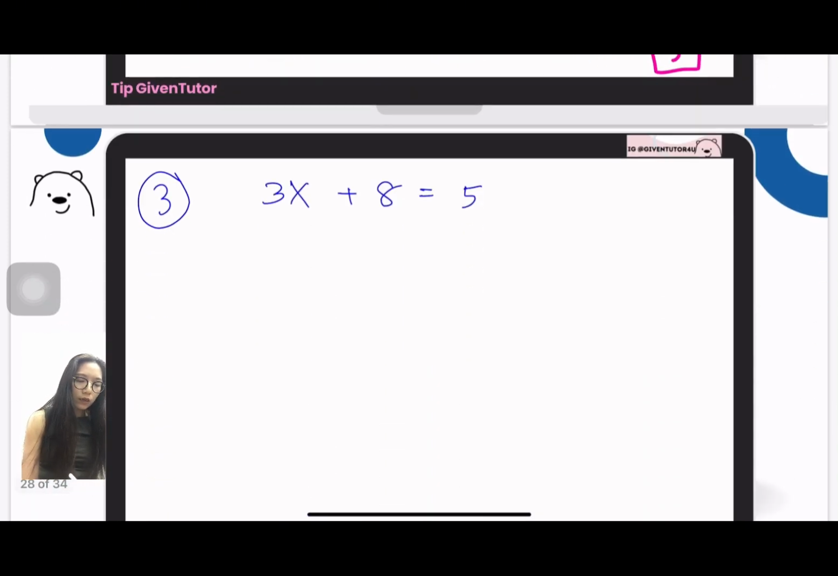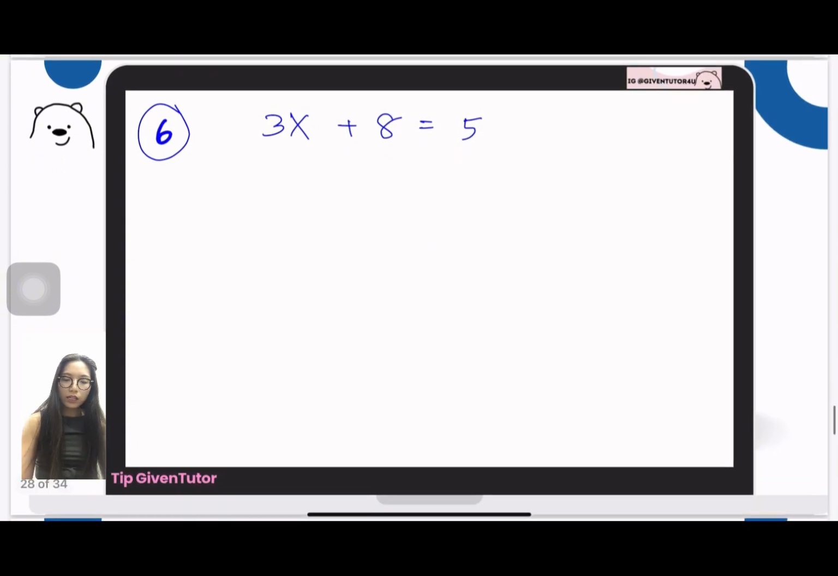So number 6, right? 3x plus 8. Okay, this will be easy. So pause the video first and then write down to see the step by step. Okay, I will write down the step by step again.